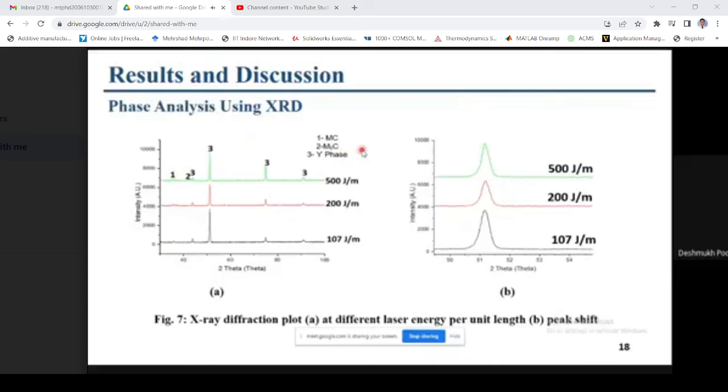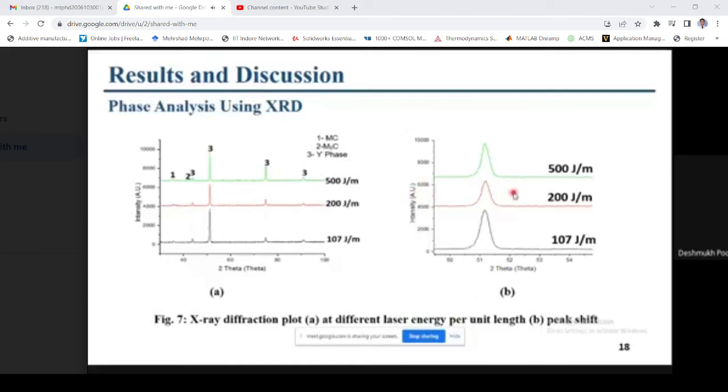Next is phase analysis using XRD. In XRD, we can see that when we go from lower laser energy per unit length to higher laser energy per unit length, there is a generation of M6C phase, which is a phase rich in molybdenum, vanadium, and tungsten. There is also generation of gamma prime phase, which is a phase having high strength.